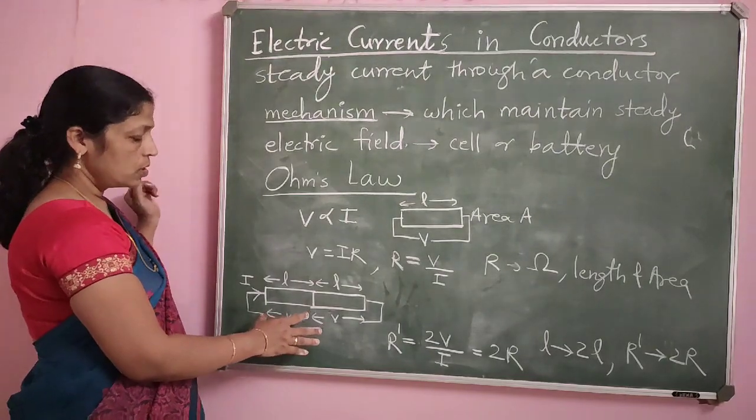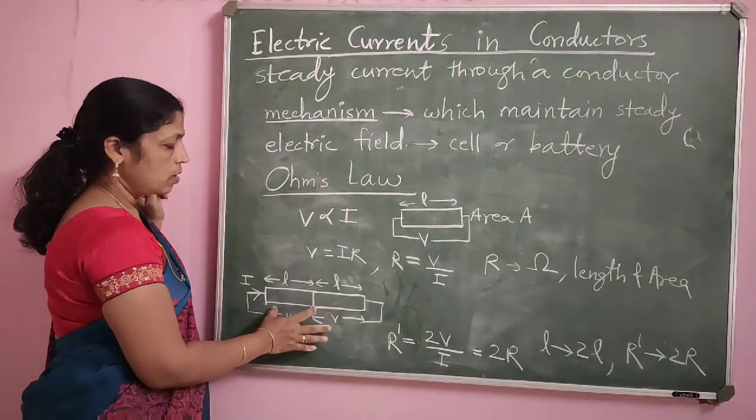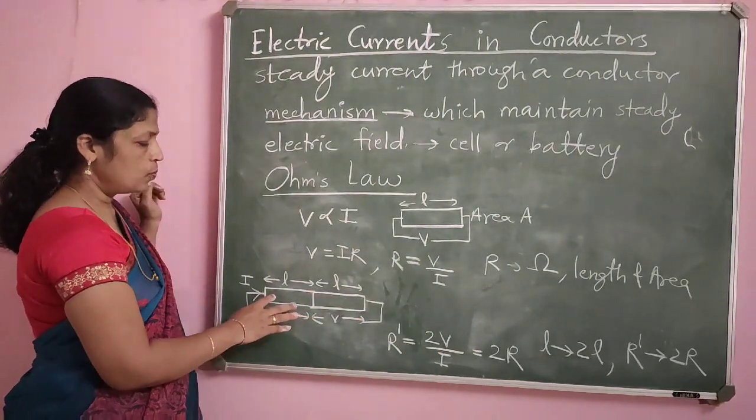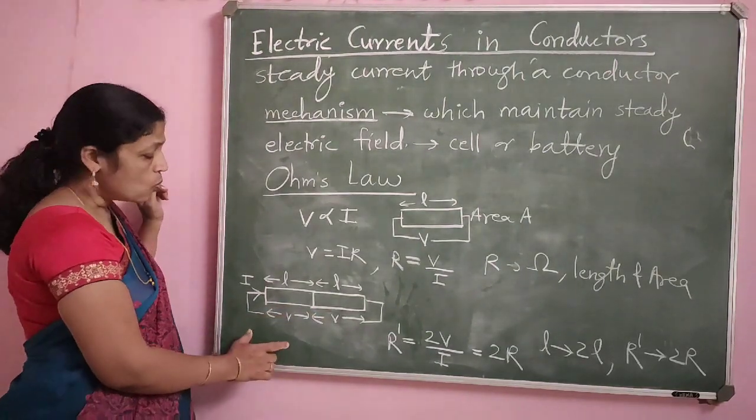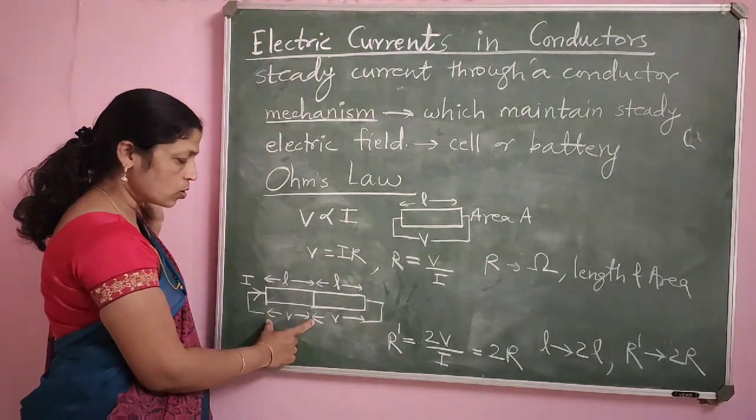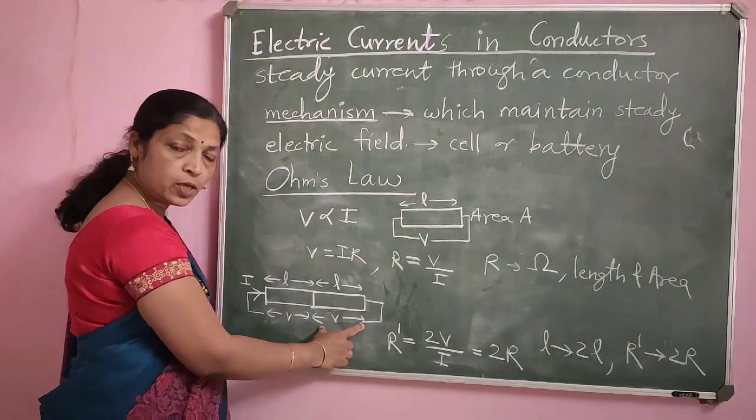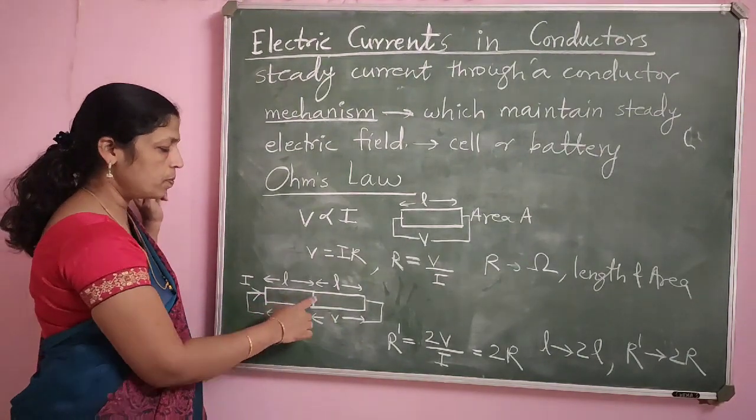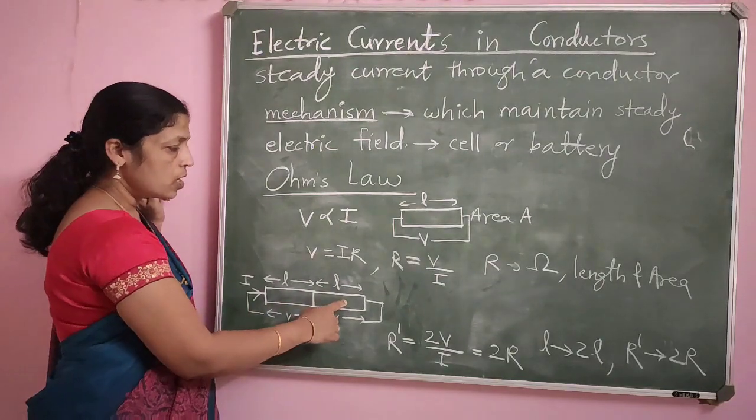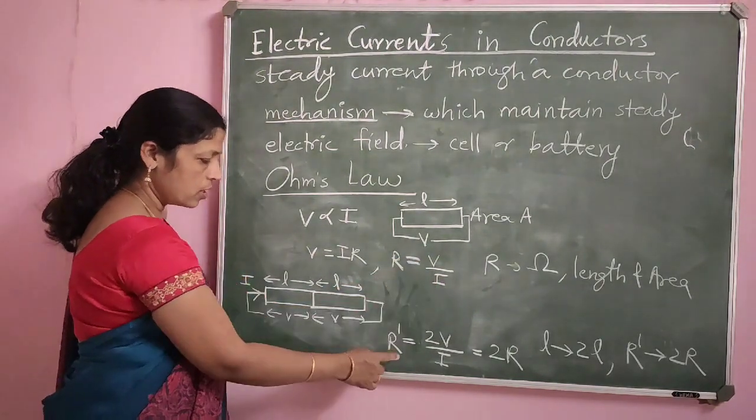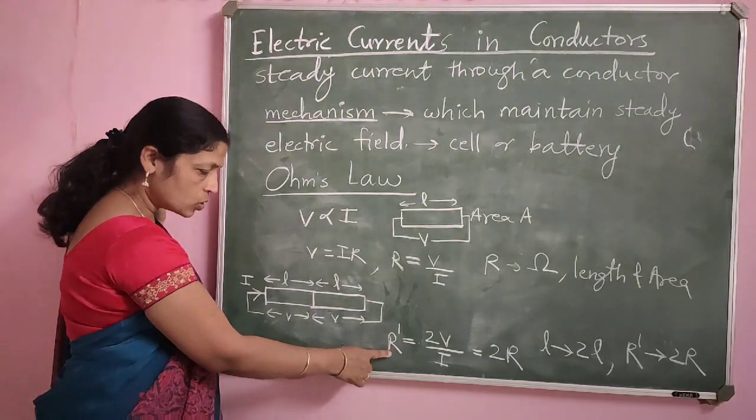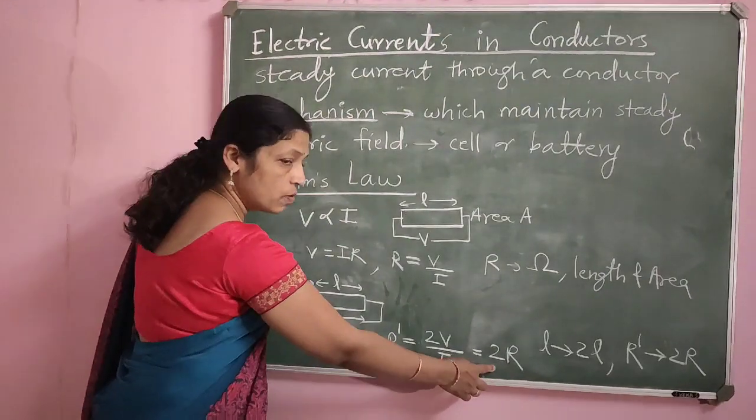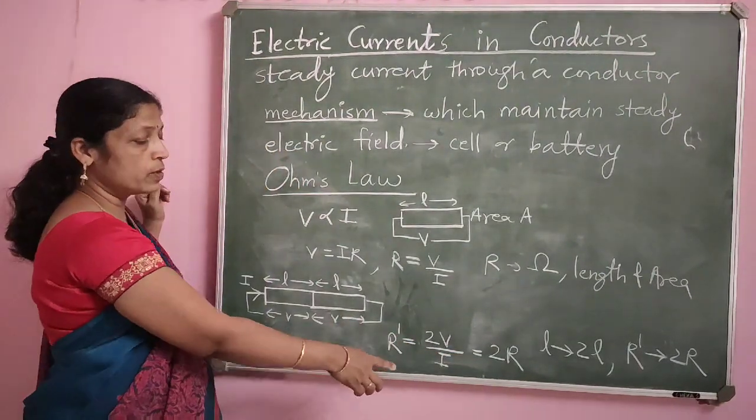Consider a conductor of length L and consider another conductor, same with length L, same material, and both having area of cross section A. We have applied a potential difference V across the first conductor and potential difference V across the second conductor. Current I is flowing through both the conductors as they are kept in series. The current is the same. Now R equal to V upon I. Here now R dash will be 2V upon I, which is equal to 2R. So R dash will become 2R.